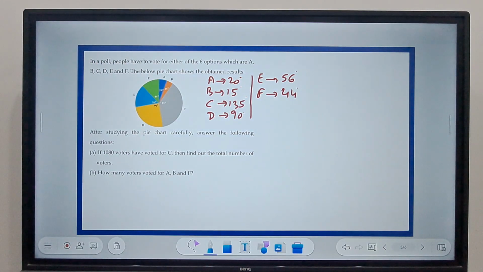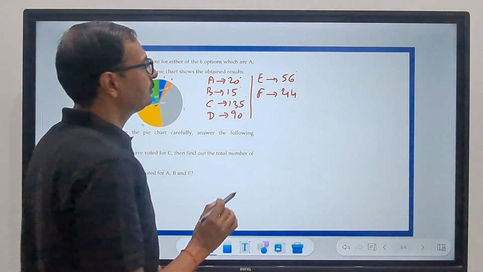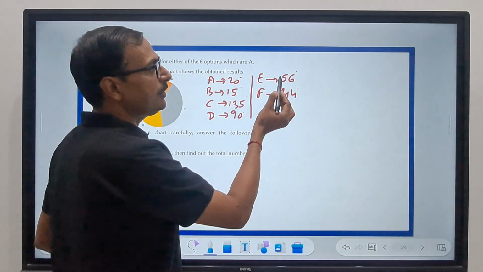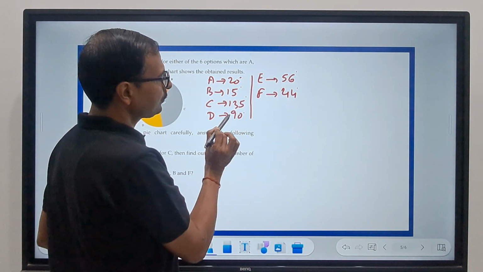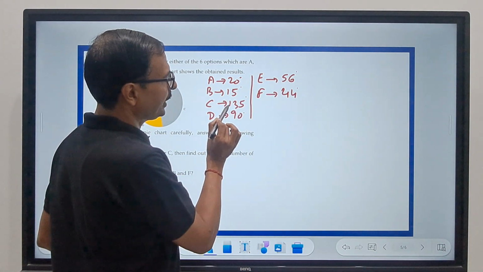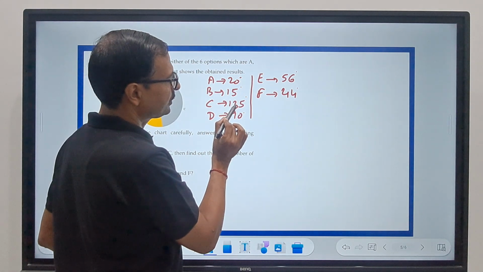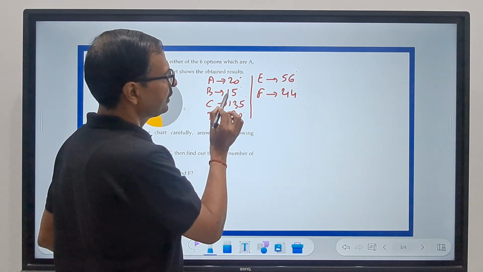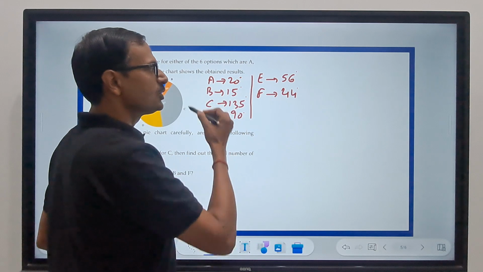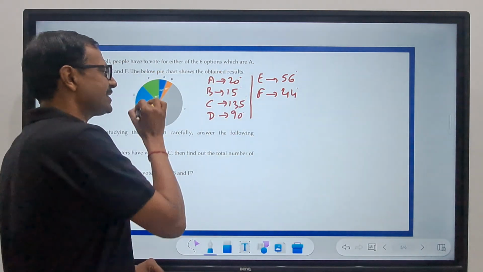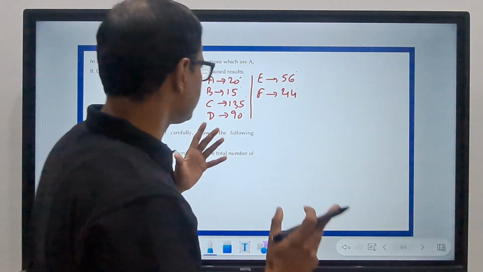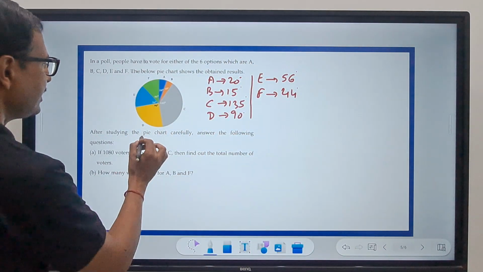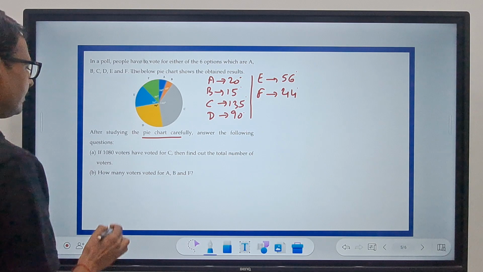So all the 6 angles are given. As you can see here, in a pie chart, if you total up all these angles, this is 100, 190, 290, 325, 340 and 360. So all the angles will always add up to 360. Okay. Now what are the questions asked? Study the pie chart carefully and answer the questions.